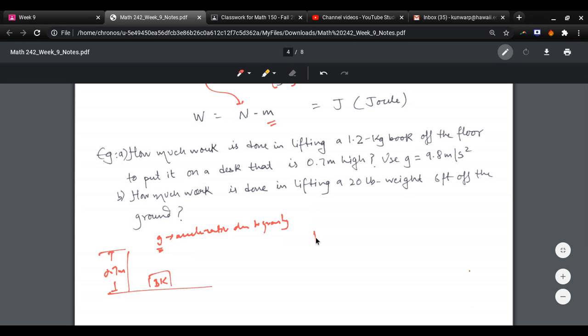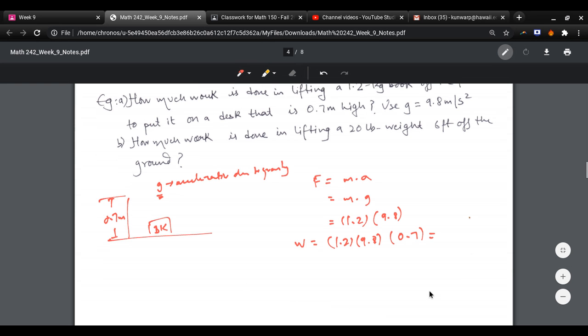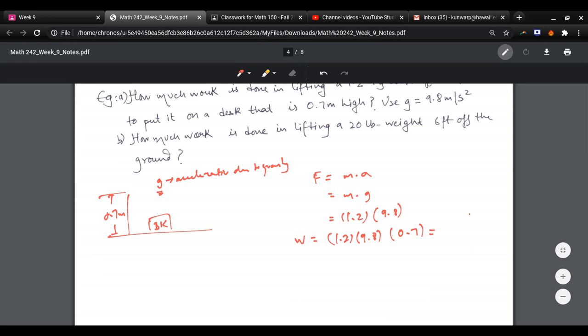So here, first we need the force. Now the force is mass times acceleration, which in this case is g. And that's 1.2 times 9.8. Once you have force, our work done is going to be 1.2 times 9.8 times the distance, which is 0.7 meters. You can use a calculator to evaluate 1.2 times 9.8 times 0.7. That's 8.232 joule. Yeah, it's joule because we're working in SI units.